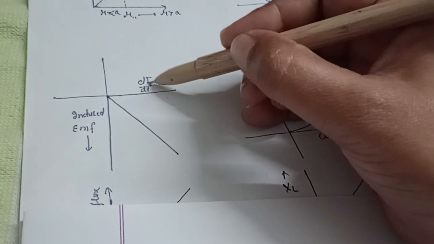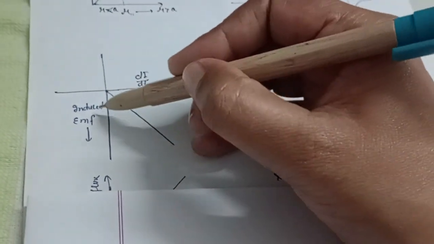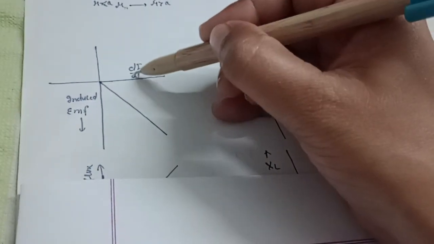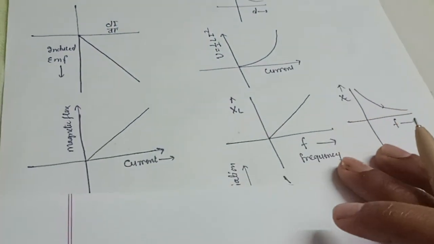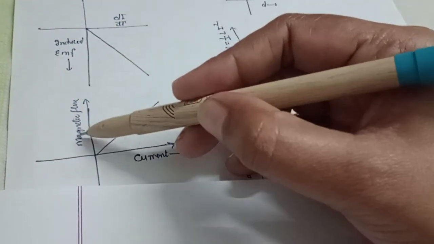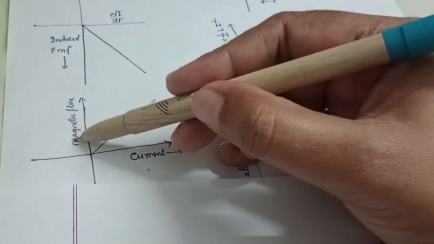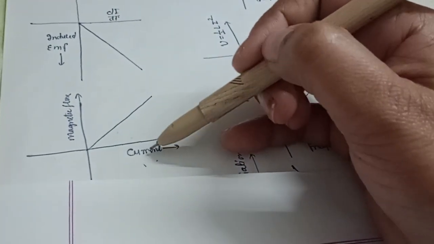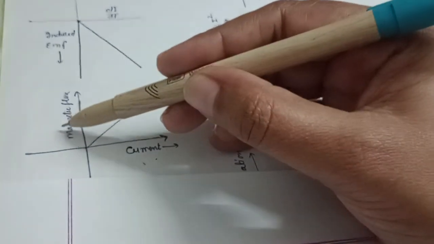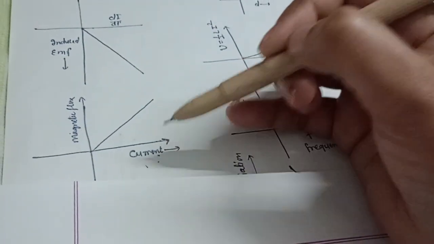So how do we draw the graph? If we take di by dt as positive, the induced EMF is negative. Induced EMF is directly proportional to the rate of change of current. Next graph is between flux and current. This is the magnetic flux and this is the current. As we know, in the case of an inductor, the flux is directly proportional to the current.